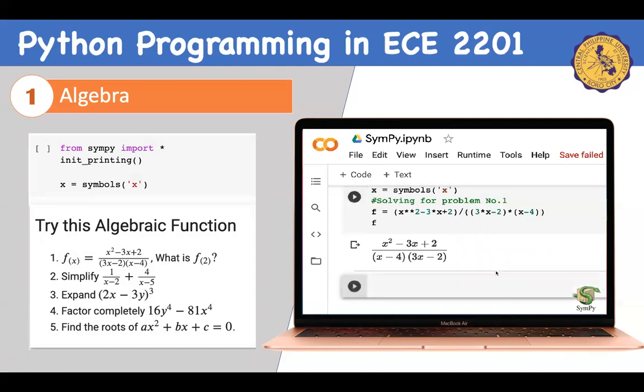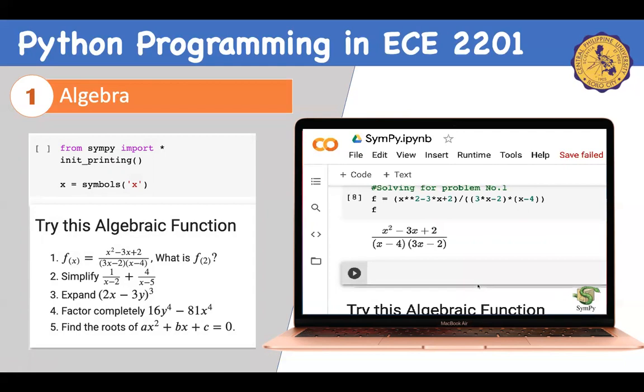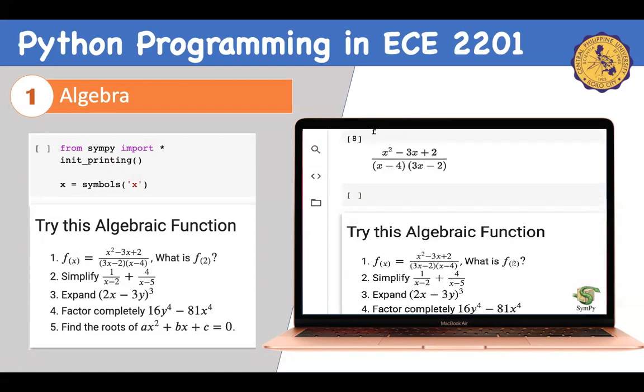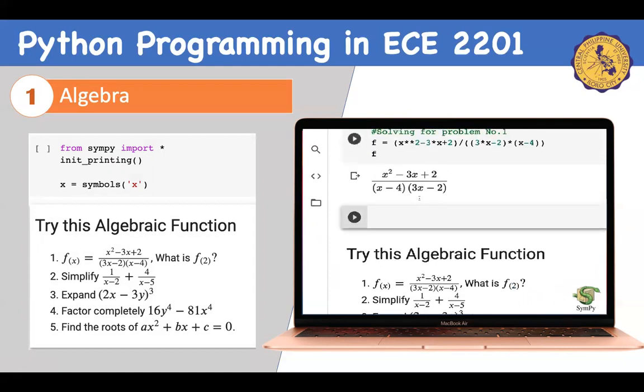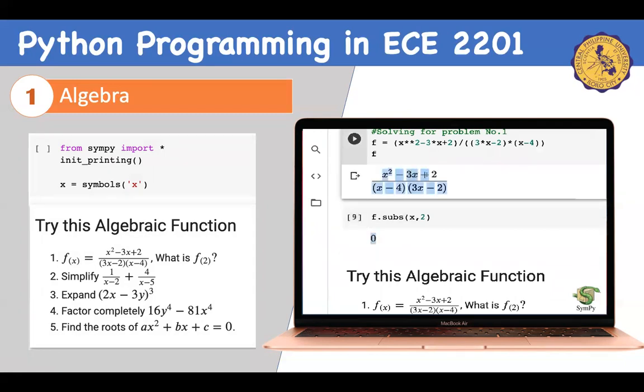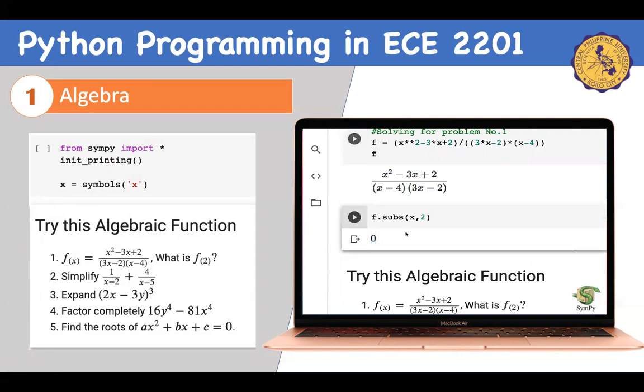Now, take note of the numerator, because later on we will substitute the value of 2 for the variable x. To substitute the value 2 in your variable x, we use subs. Here, f is your function. We have f.subs(x, 2). That means you are going to substitute 2 for your x. If you substitute 2, the value will be 0, because if you will notice, the numerator has a factor of x minus 2.